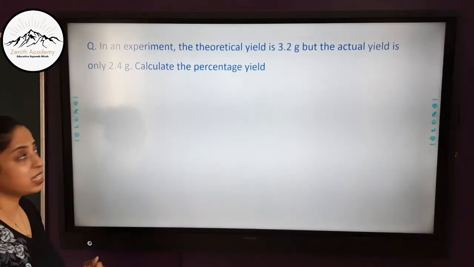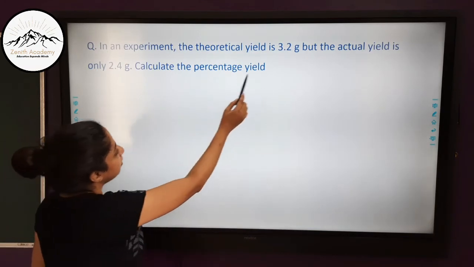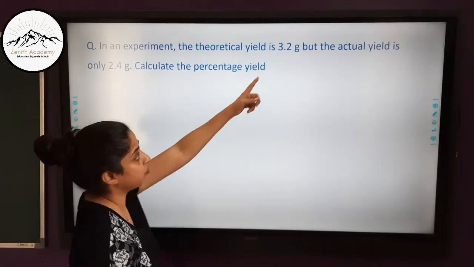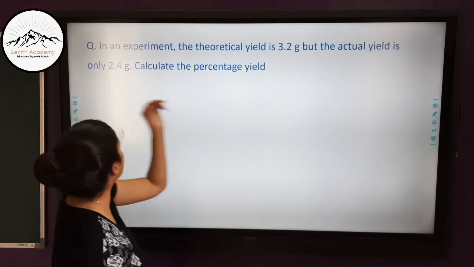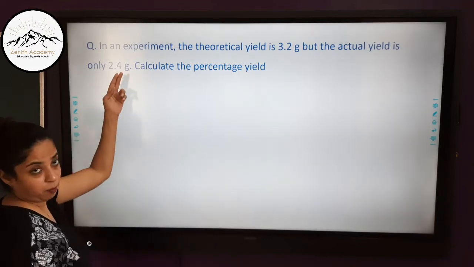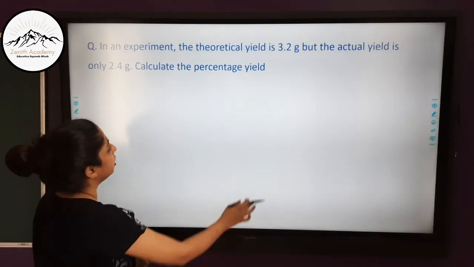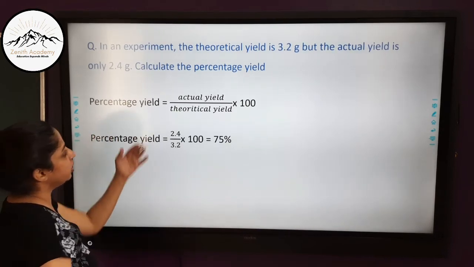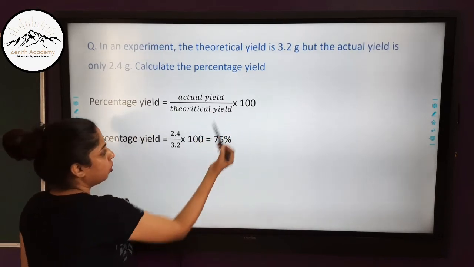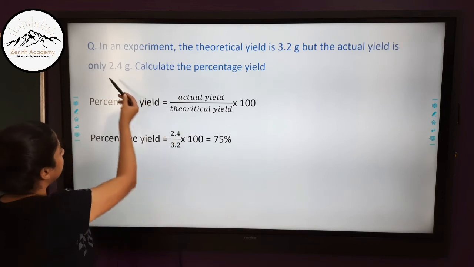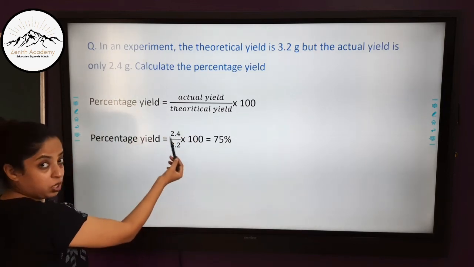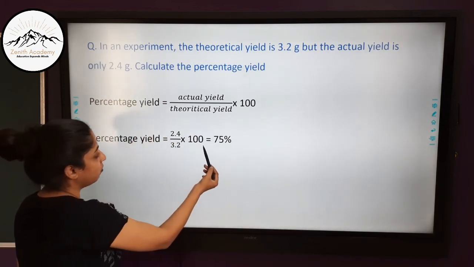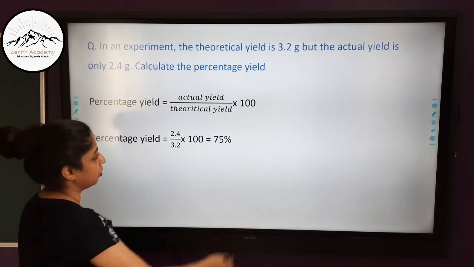Now let's see another example. In an experiment, the theoretical yield is 3.2 grams. So they have given you the theoretical yield, but the actual yield is only 2.4 gram. Calculate the percentage yield. This is very easy. Percentage yield is actual yield upon theoretical yield into 100. So actually you have got only 2.4, but theoretical was 3.2. So when you multiply it with 100, you get 75%.